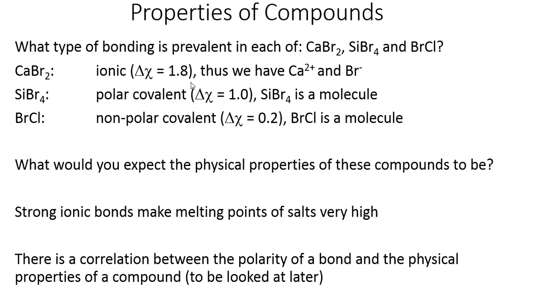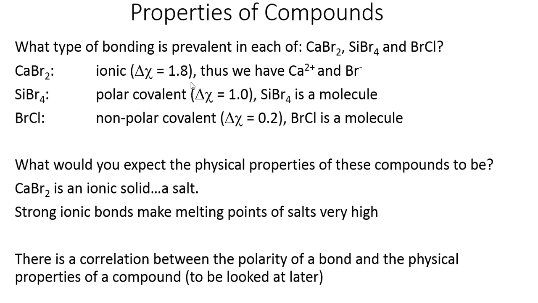When we look at these three examples, we can begin to expect, or we can begin to predict, the types of physical properties that each of these compounds will have. In the case of calcium bromide, we would predict this to be an ionic solid at room temperature, or a salt. Typically, ionic bonds are very strong, and the melting points of these salts are very high, so they would be solids at room temperatures.